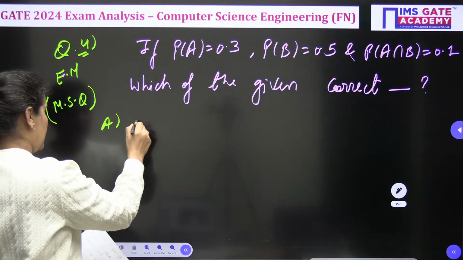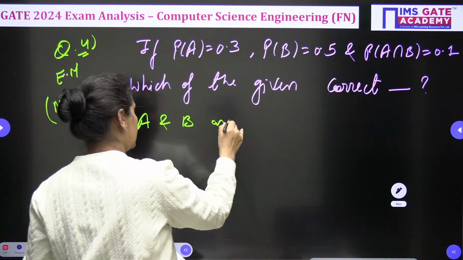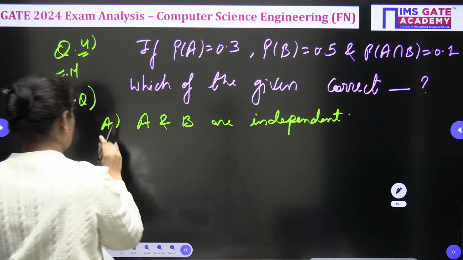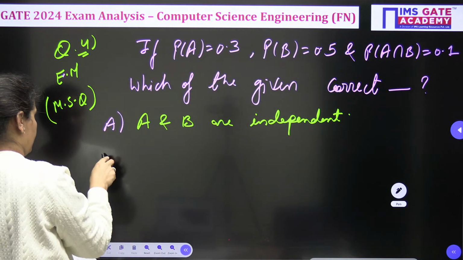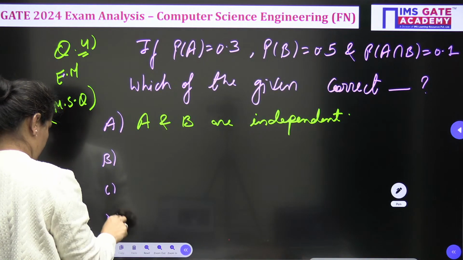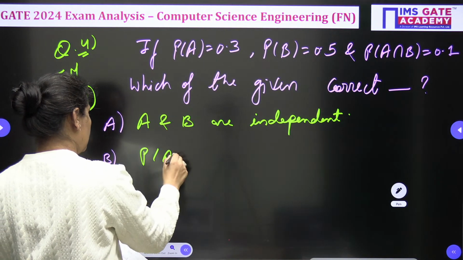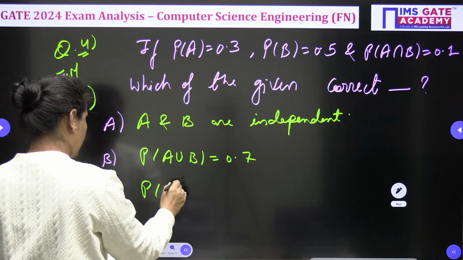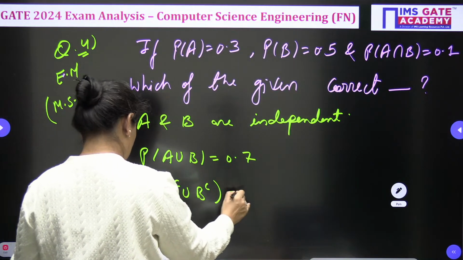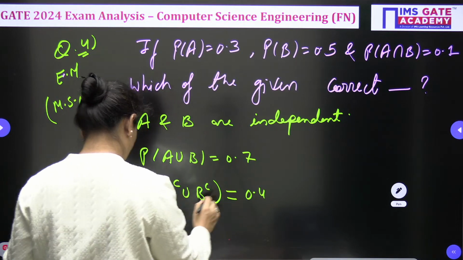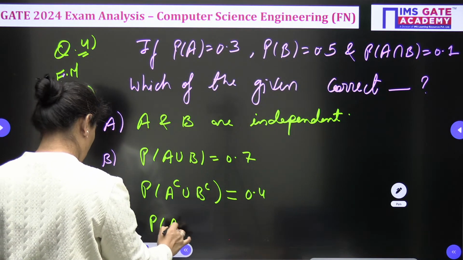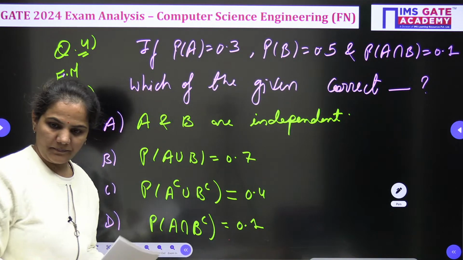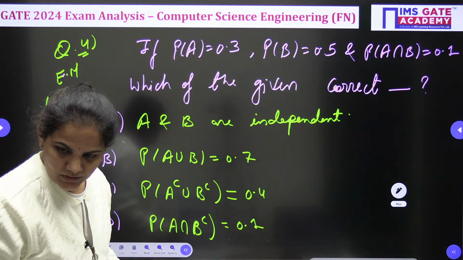The first one: A and B are independent. Second one: probability of A union B is 0.7. Third one: probability of A complement union B complement is 0.4. And the last one: probability of A intersection B complement is 0.1. All right, let's approach it.